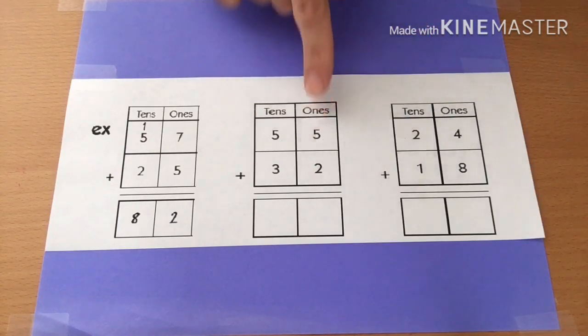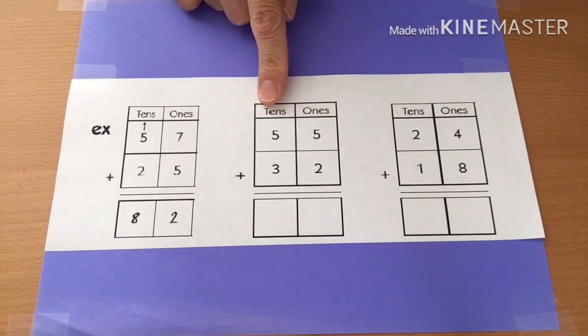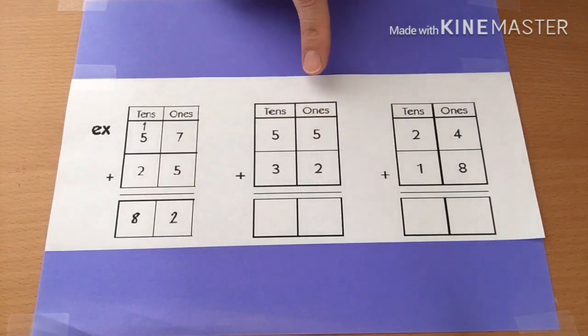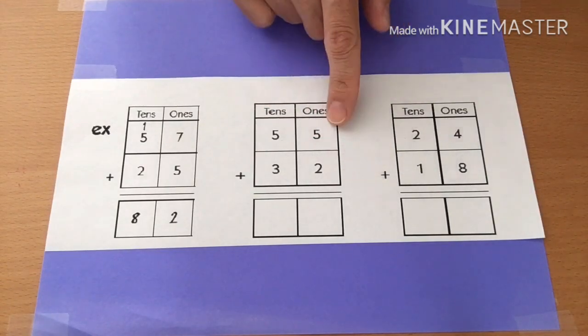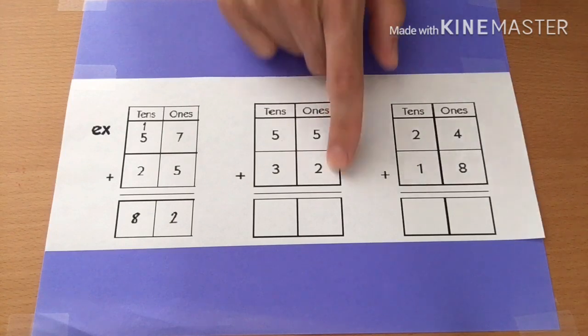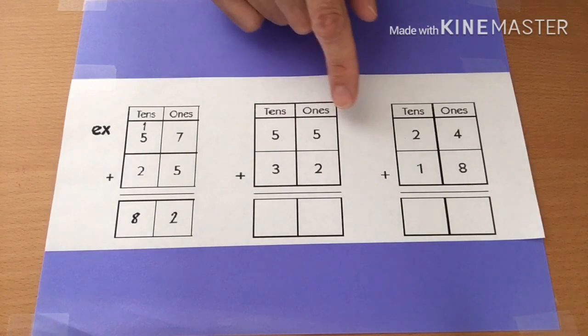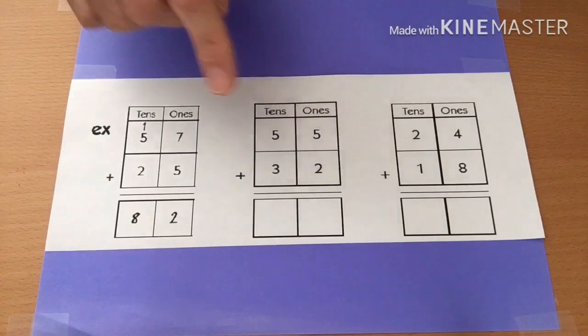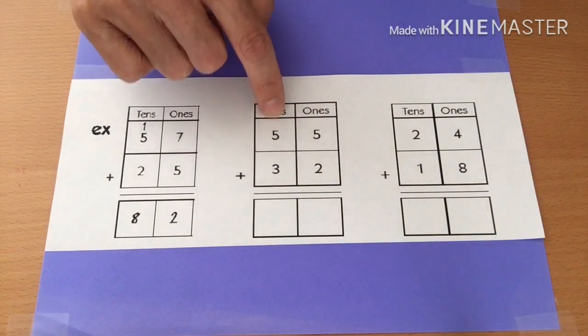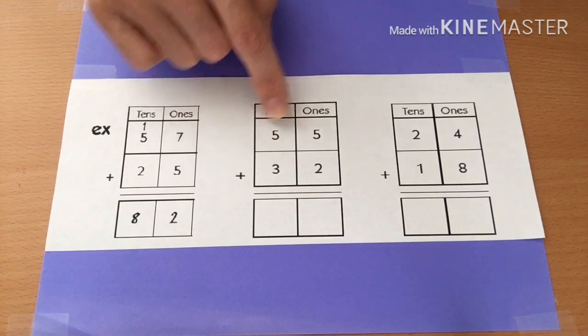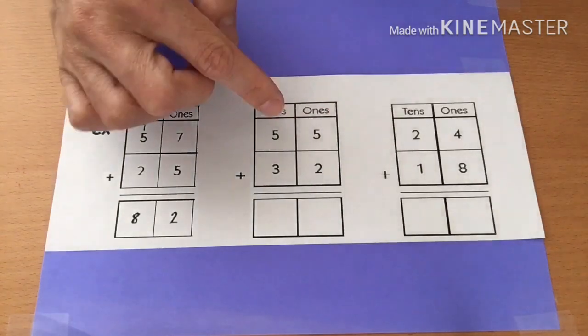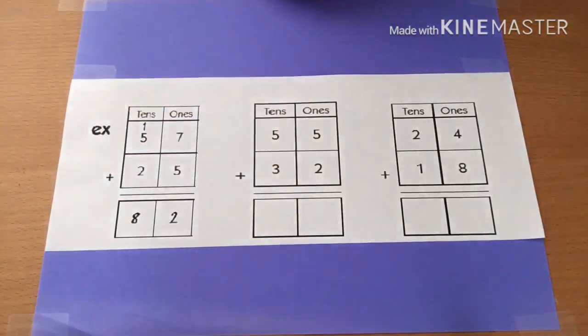Don't forget to start with the ones and then do the tens. When you're adding the ones, you need to think, are my 2 numbers going to make 10 or more? In which case you will have to bundle 10 ones into 1 ten and write it over here at the top. But you have to think, do I make a bundle or not?